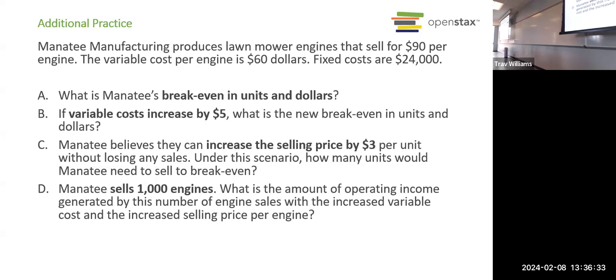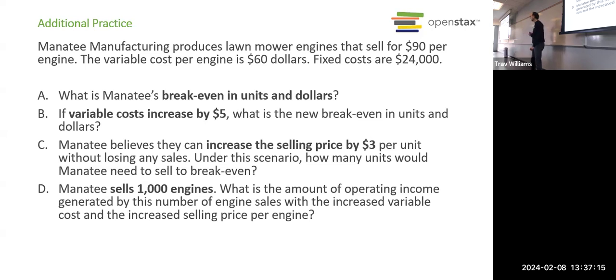So what did we get for A? What was the break even in units? 800, okay. So we took the fixed cost of 24,000, divided that by the $30 contribution margin per unit, and got 800 units, right? Okay, and then what is the break even in dollars? 72,000. And how'd you get that, Alexandra? I just took our break even in units multiplied by the $90 per engine. 800 times $90 each is one way to do it, right?